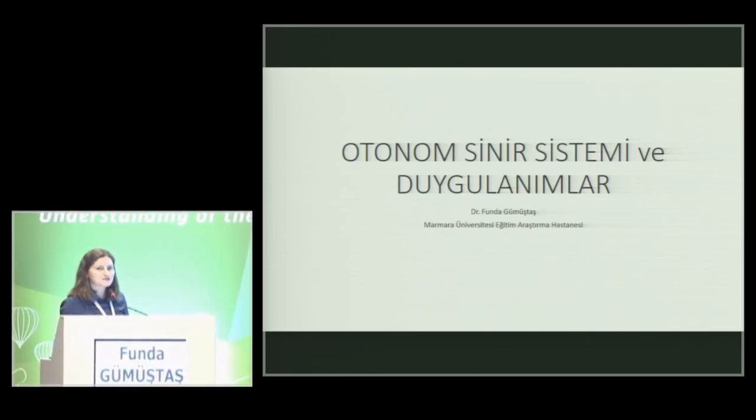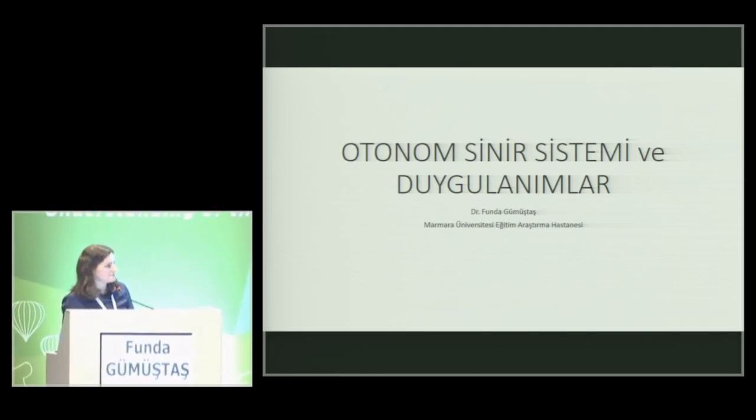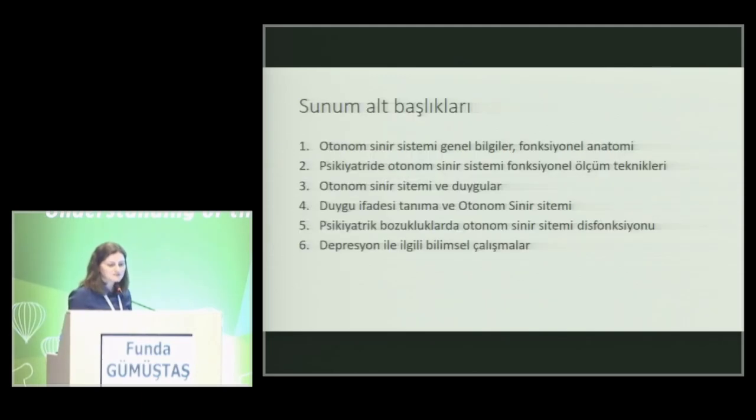We will be speaking about the autonomic nervous system, and we will try to mention the correlation of the ANS with some psychiatric disorders. As an introduction, I will try to convey general information, and I will try to mention how the psychiatric disorders are developing. My colleagues will be speaking about the mood disorders.